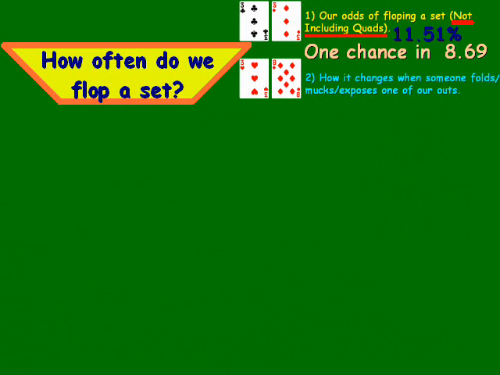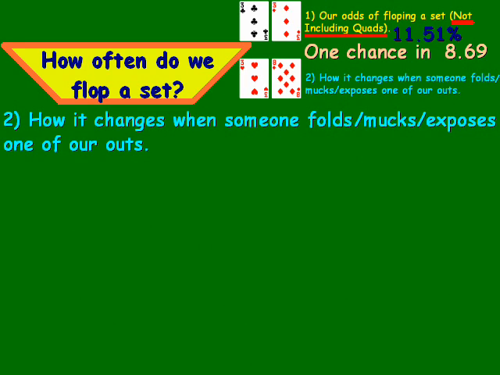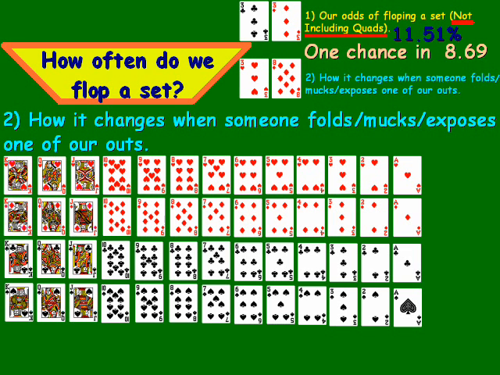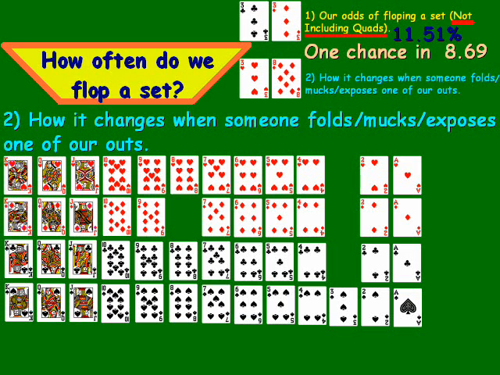Now let's take a look at the second component of this question, and that is how our odds change when someone folds, mucks, or exposes a hand with one of our outs, such as 8-3 offsuit, which is what we use for the example here. Well, we had 52 cards, and we subtract the 4 cards, the 2 threes that we have in our hand and the 2 exposed cards, and now only 1 in 48 can make a set. That's the 3 of spades in this case.